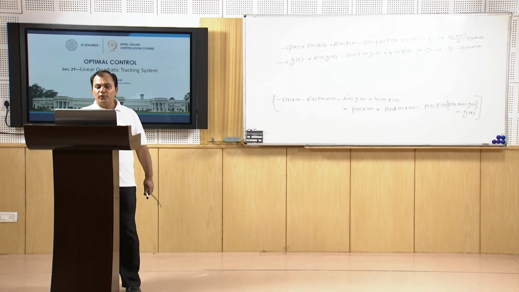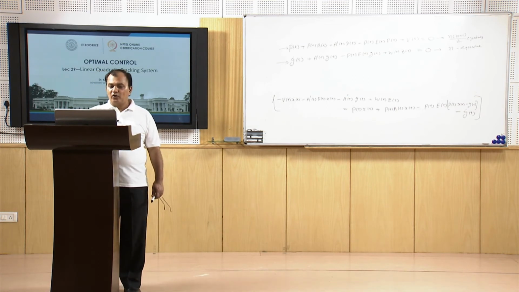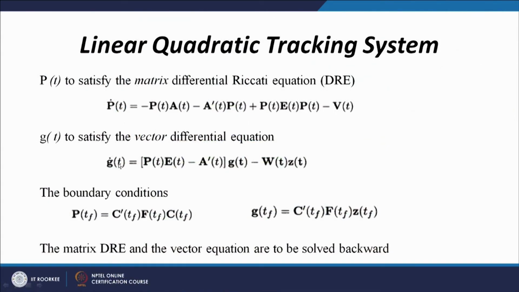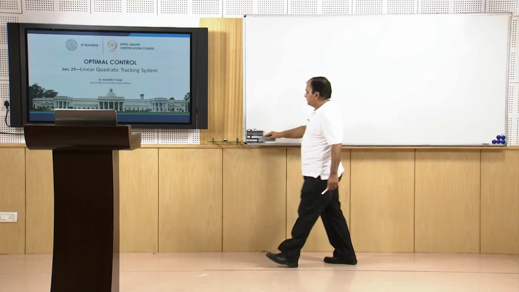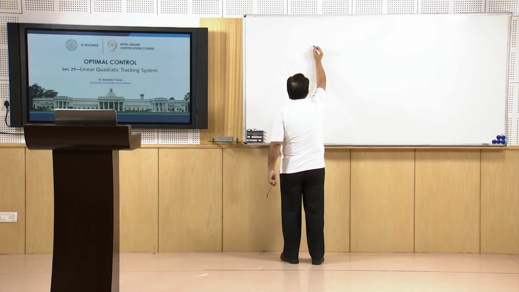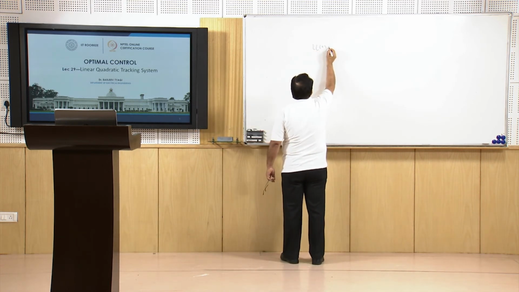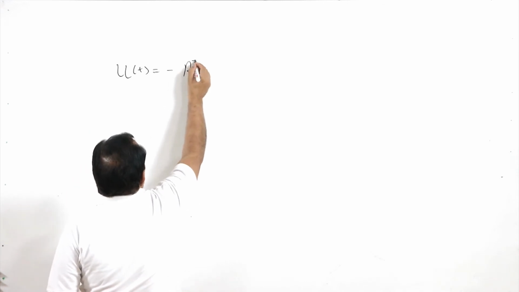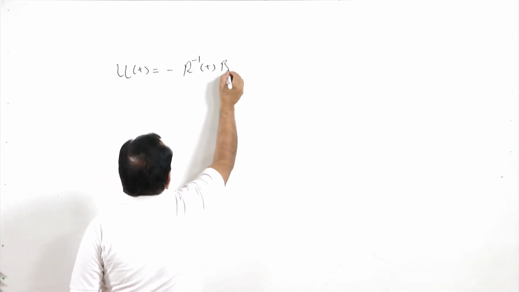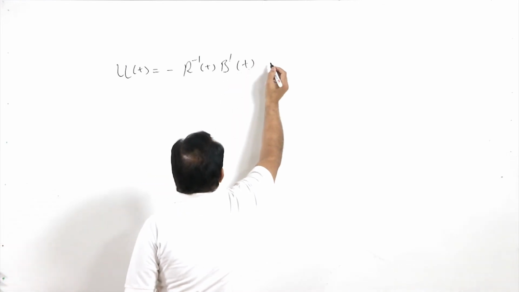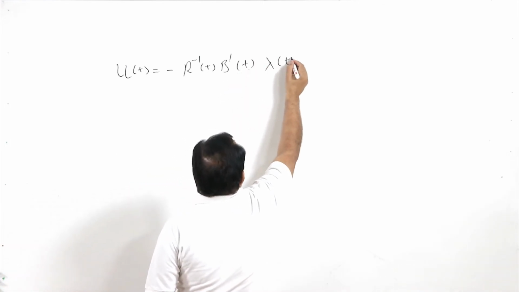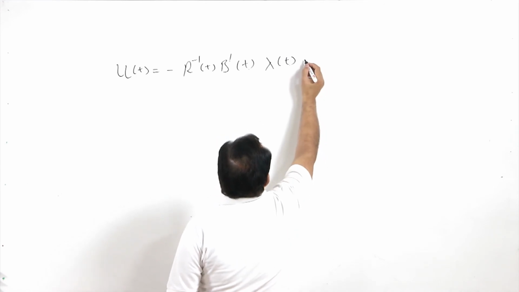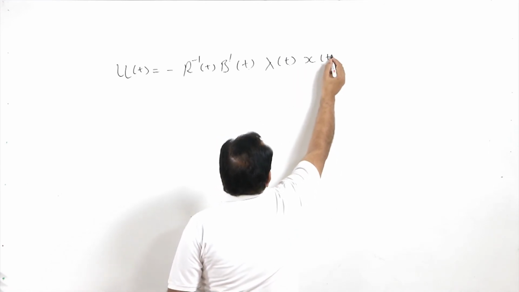So, the backward solution for this equation we can have, and by solving this we can find out the P and G. Now, see what was my u. So, we have taken the u t as minus R inverse B prime lambda t.